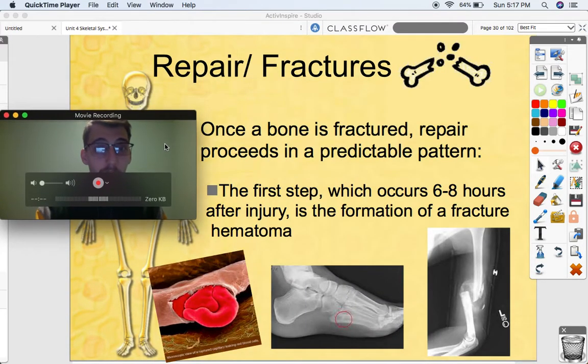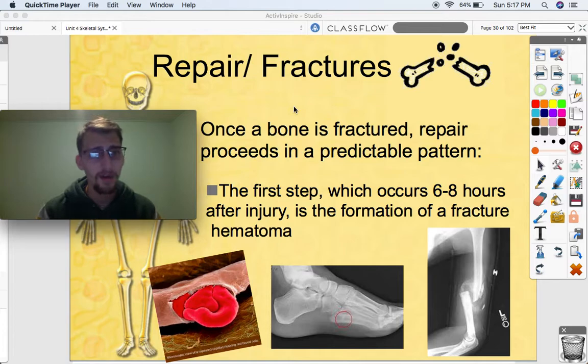All right. Moving on from there, our last reason that ossification occurs is the repair of fractures. Once a bone is fractured, repair proceeds in a predictable pattern. Here's the thing about bone. We took a look at an osteon earlier in this unit in our first video. Bone is very, very vascular. It has great access to oxygen, nutrients, whatever else it might need in order to repair itself.